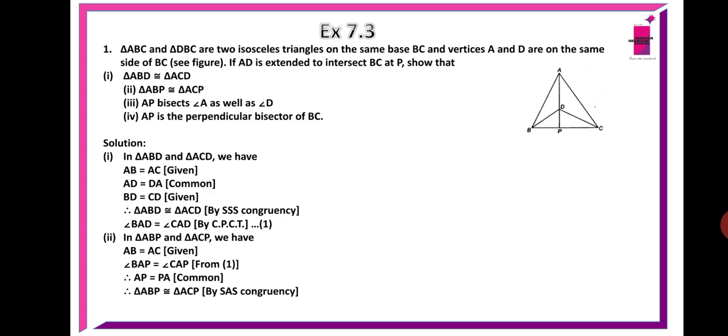Second one. In triangle ABP and triangle ACP, we have AB equal to AC, given data; angle BAP equal to angle CAP from equation 1; and AP equal to PA, this is the common side. Therefore, triangle ABP is congruent to triangle ACP by SAS congruency rule. Third part of the question: since triangle ABP is congruent to triangle ACP, angle BAP equal to angle CAP by CPCT, therefore AP is the bisector of angle A.